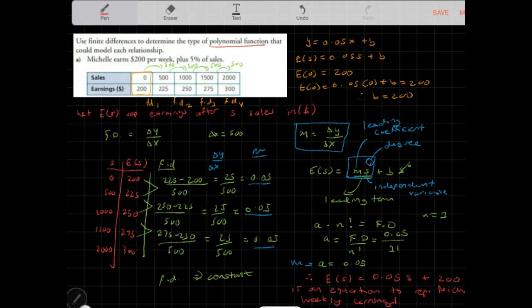You wanted to identify that this was weekly earnings initially, so just try to be as specific as possible. That's the idea behind how we can use this notion to create a polynomial function to model different scenarios, like real-world examples.